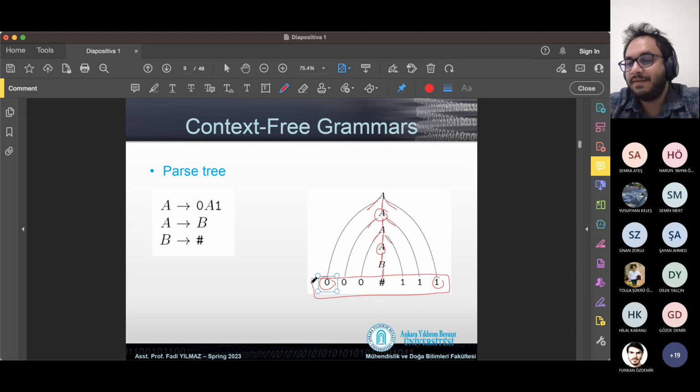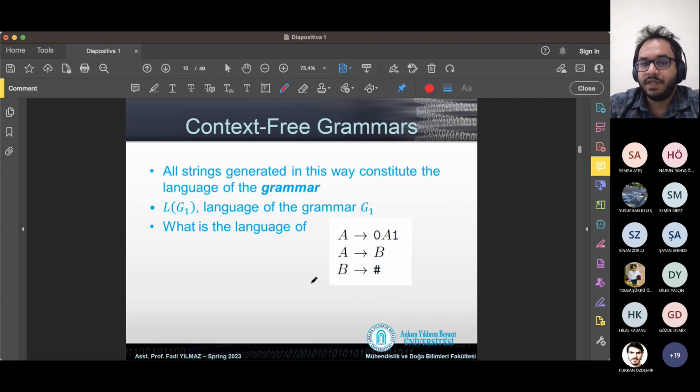We're going to define some terminology on this parse tree. So you can just represent it with a parse tree. It's the same stuff, right? Just visualize the stuff. So all strings generated in this way constitute the language of the grammar.